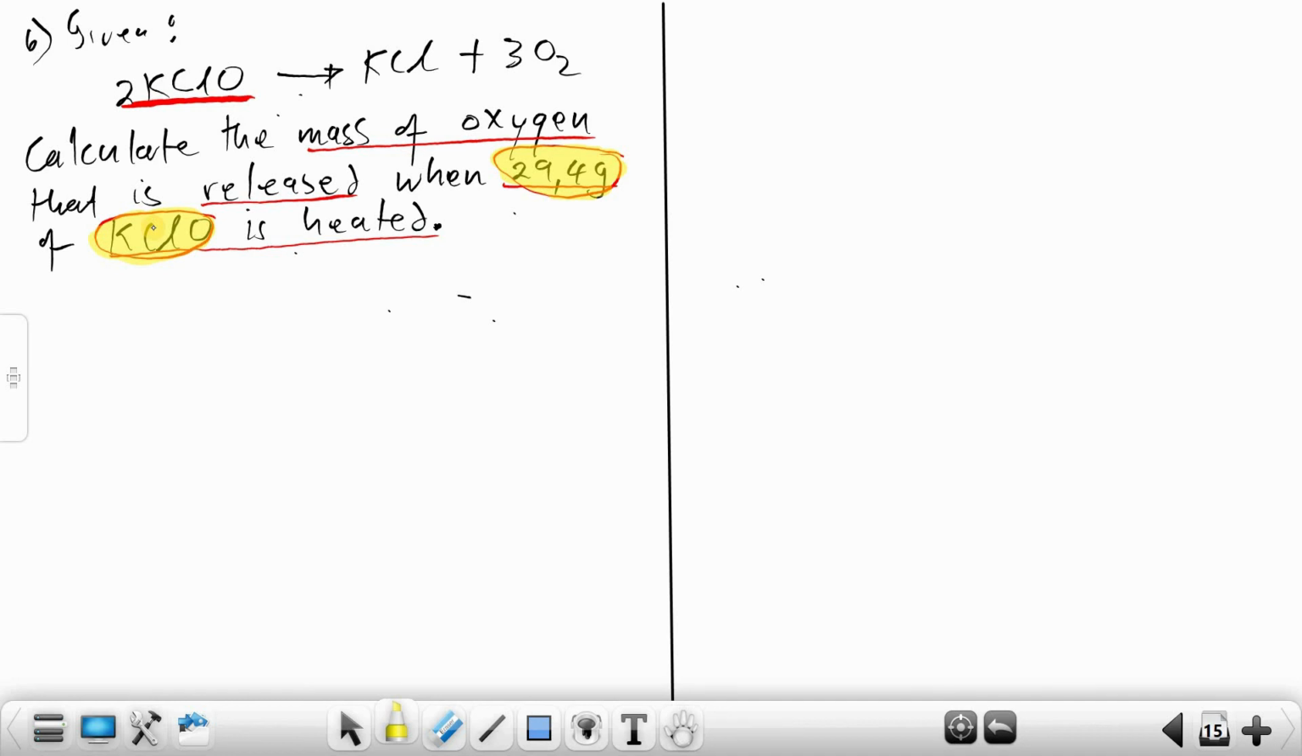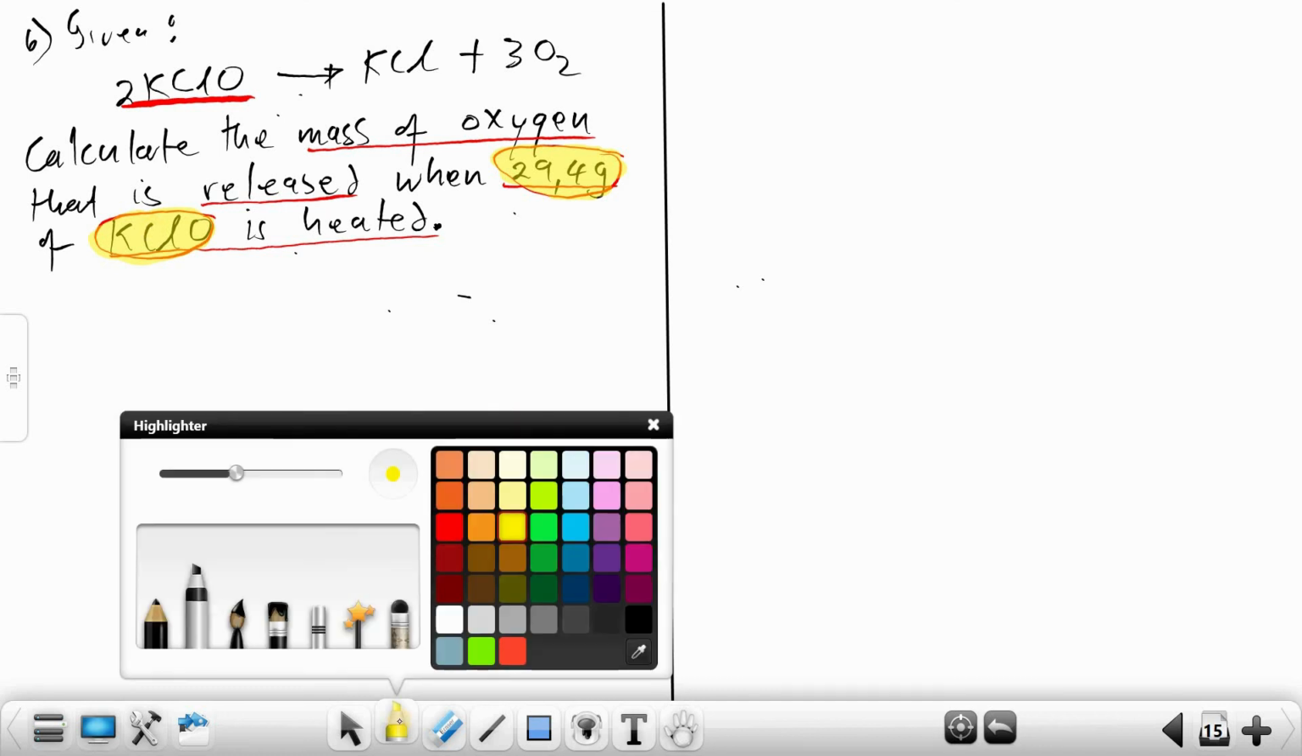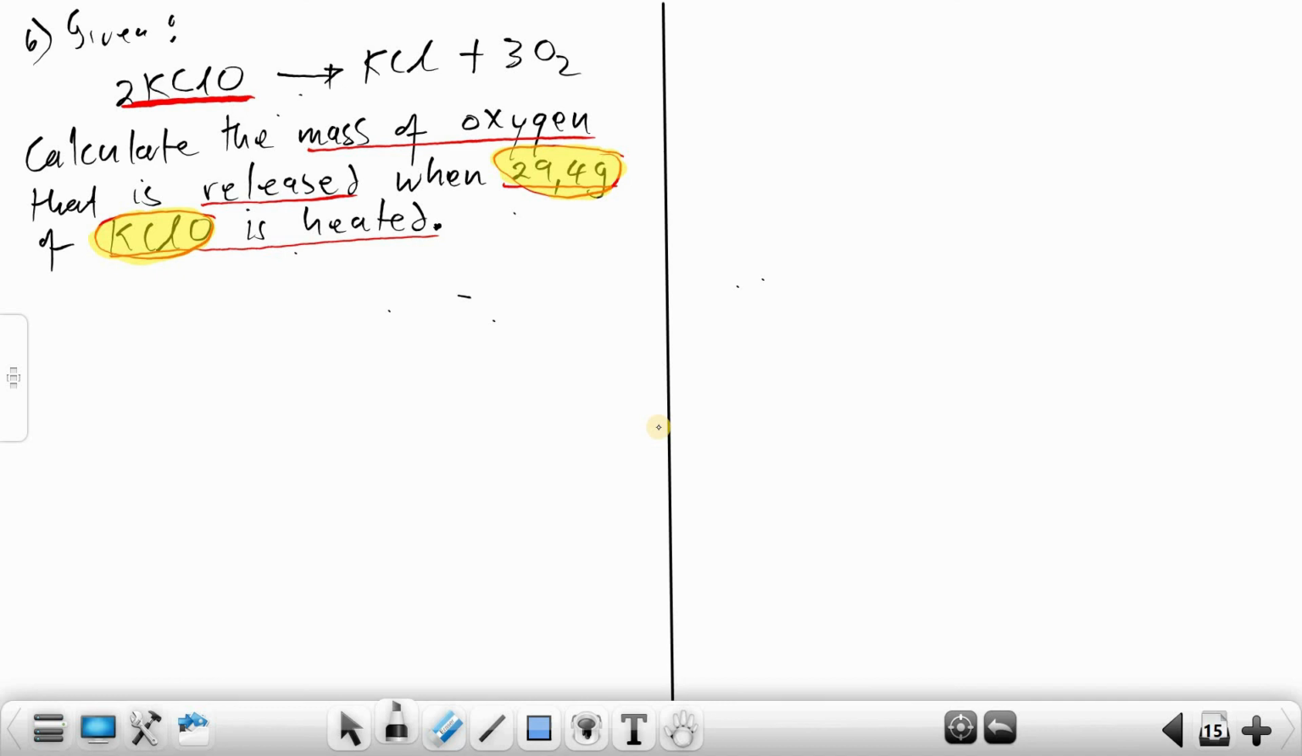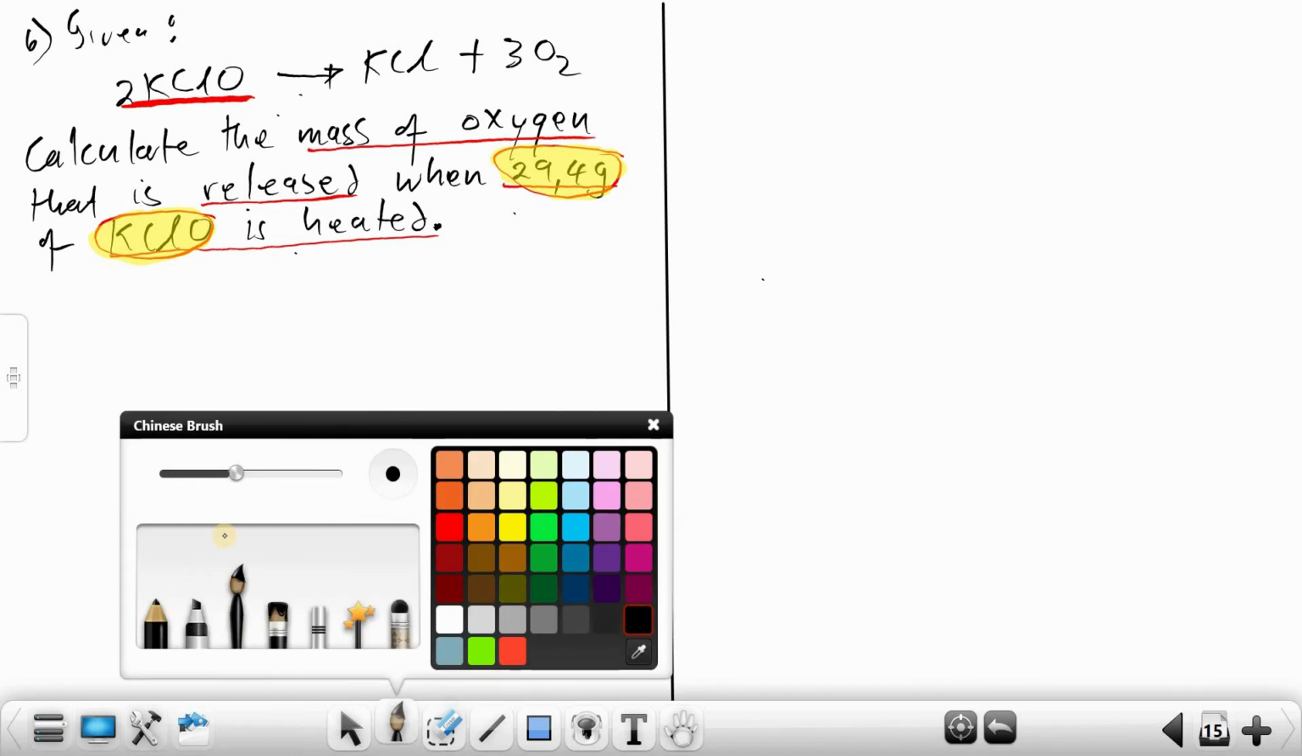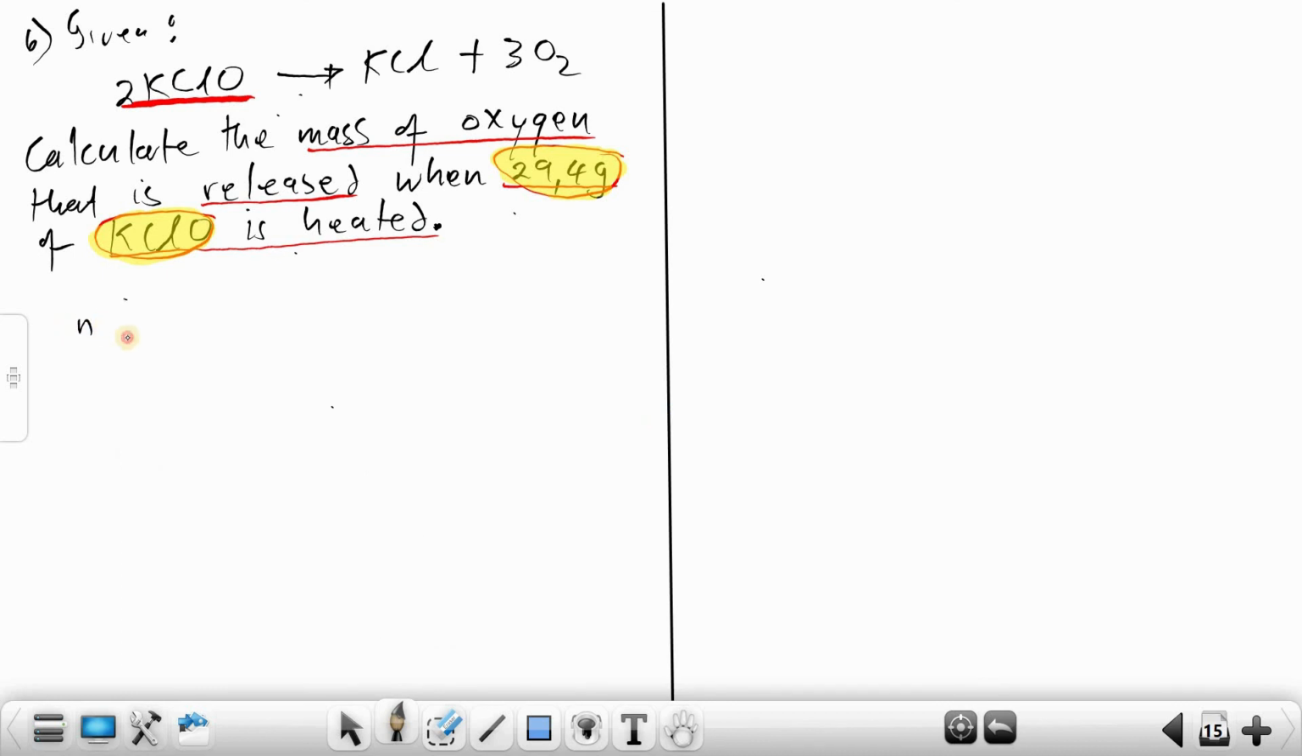So let's do it together as a form of remedial. I must be in a position of calculating the number of moles. That is my starting point. That is my reference. For me to get the number of moles, what must I do? It must be n, the number of moles, n of KClO3. That is what I am given.